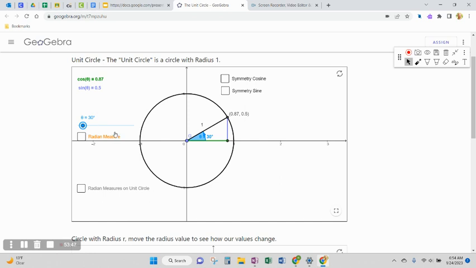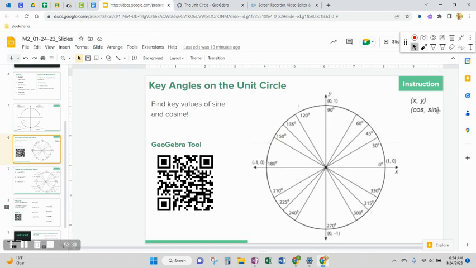We can see that my cosine value and sine value listed in the top left are 0.87 and 0.5. You can also see those displayed on our circle here, 0.87, comma 0.5. They're written just like x, comma y. So as we go around our circle, we're going to list these as x, comma y, or cosine, comma sine, because x is going to be equivalent to cosine. Y is going to be equivalent to sine.